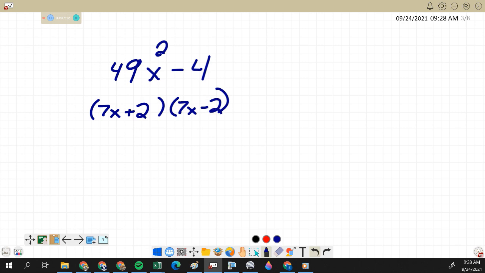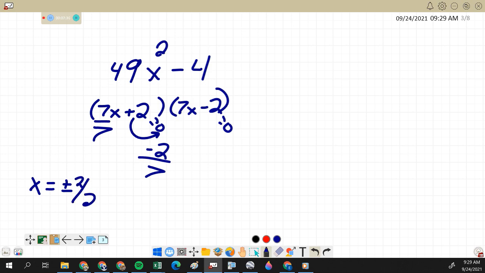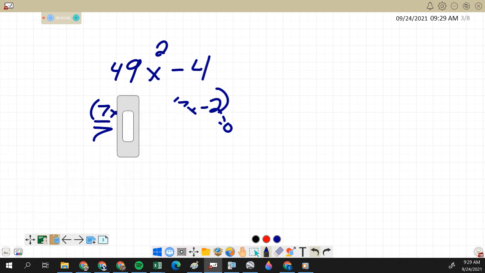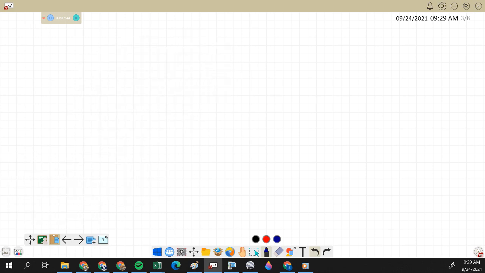Do you get that? Okay. So now we write equals 0. We're going to subtract 2, and then divide by 7. So I get x is plus or minus 2 sevenths. Okay. All right. Now, what about this?